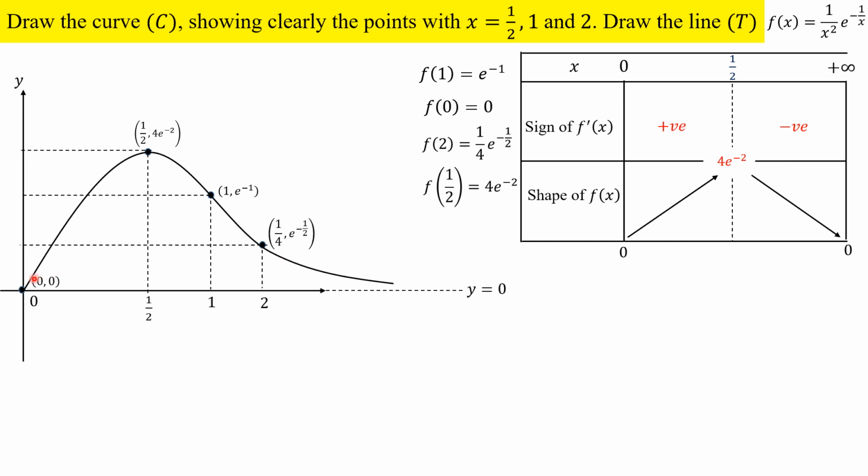Alright, so we are now going to trace the graph. You see that it increases from 0 right up to the turning point. It decreases from the turning point and goes down to 0, but it never touches the line y equals 0 because it is a horizontal asymptote. So the limit at infinity is giving us 0, so it's a horizontal asymptote.